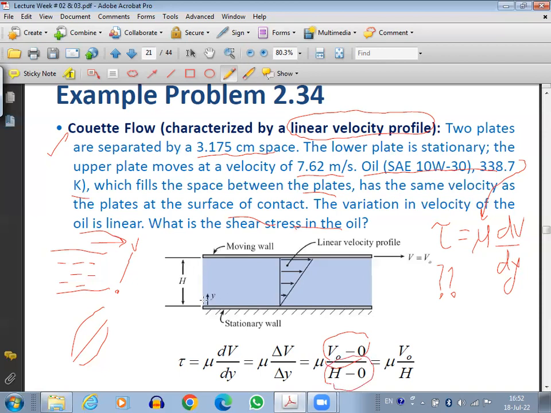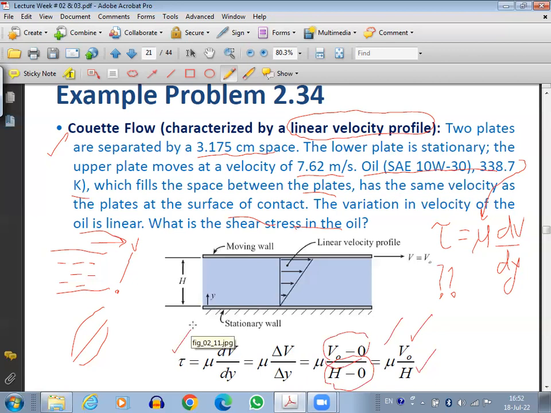It will be this height. Okay, so the formula becomes mu V naught over H. Now V naught value is given, H value is given. H is this distance, 3.175 centimeter. Mu value is given from the oil. So you just substitute the values, you can get what is the shear stress.